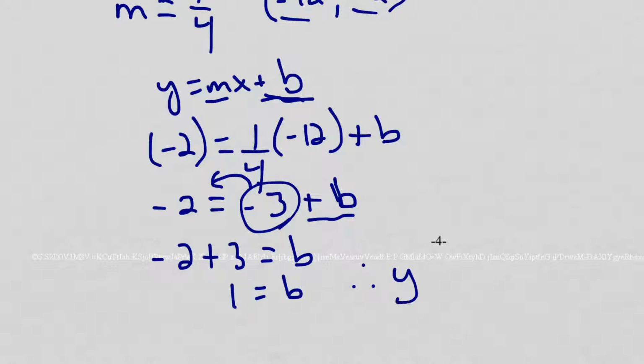Therefore, our equation, what are we doing? We're filling in the m and the b values. The slope we know was 1/4. x, and b is positive 1, and we're done.